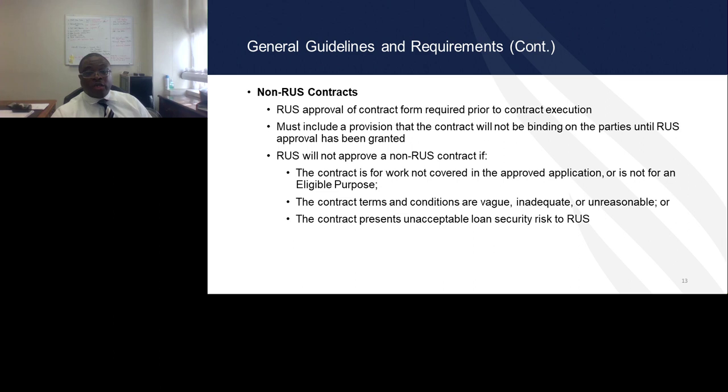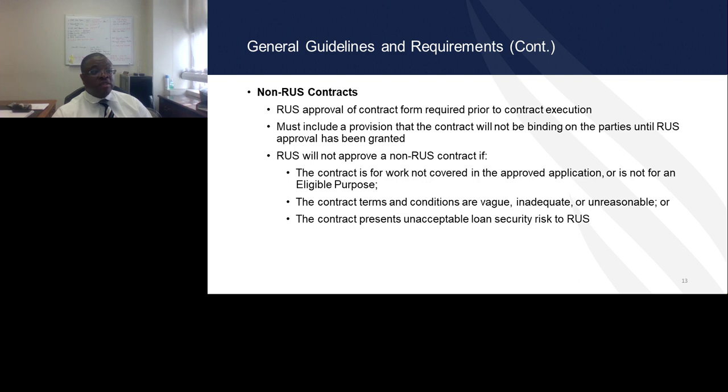For non-RUS contracts, those contracts have to be approved prior to contract execution. So before the contract is even executed by the awardee and the contractor that's selected, a blank non-RUS contract must be submitted to RUS for review and approval consideration.